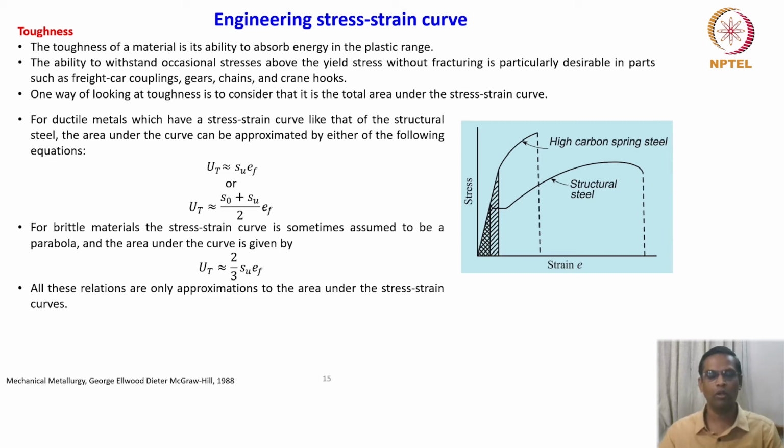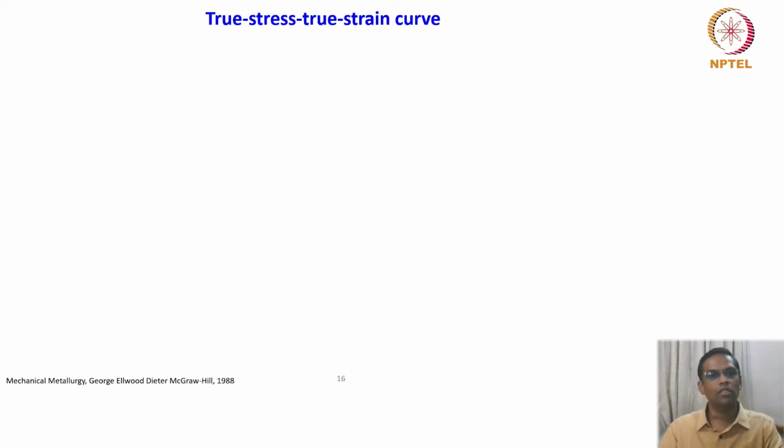We are talking about strength, which we relate to yield strength, tensile strength or fracture strength, and we are also talking about ductility, which can be measured by the percentage elongation or reduction in area. We are talking about resilience and toughness, and so on. Now we'll talk about the true stress, true strain curve.